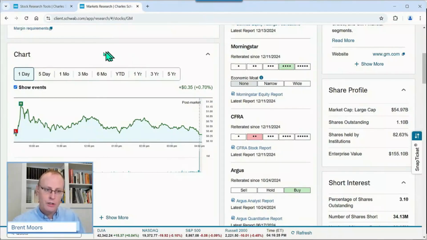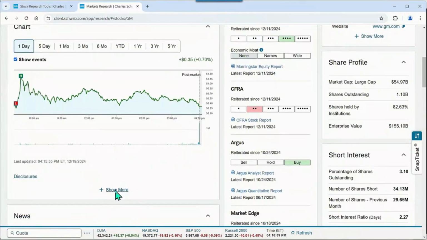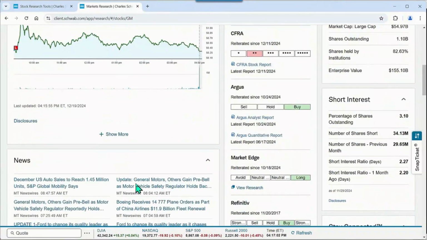However, if you want to do technical analysis, let me just mention that instead of relying on the chart on this page, this is just kind of the summary page. If you want more in-depth charting features, click on Show More. When you click on Show More, it will give you a chart where you can add studies on it. You can zoom in. You can add data to it, including dividends.